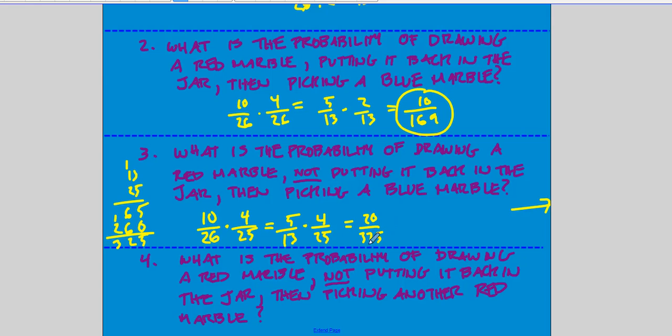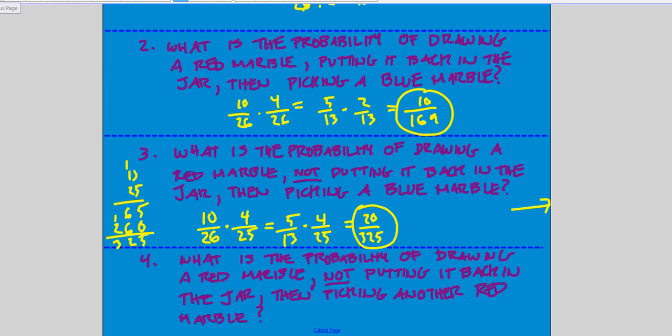Alright, so now, 325. Well, I know 25 goes into 325, and I believe it goes in 13 times. So there's nothing I can do to reduce this actually. So we keep it at 20 over 325. That is our probability here.